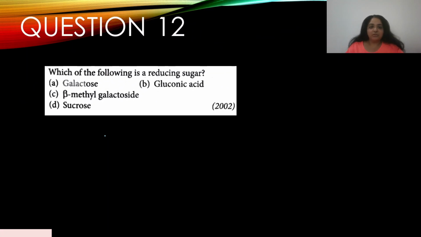Question number 12. Which of the following is a reducing sugar? This appeared in 2002. We spoke about non-reducing sugar. Now, which one of them is a reducing sugar? You have A. galactose, B. gluconic acid, C. beta methyl galactoside, and D. sucrose. Clearly, it's not sucrose. It's not beta methyl galactoside or gluconic acid. It is galactose. So the answer is A.